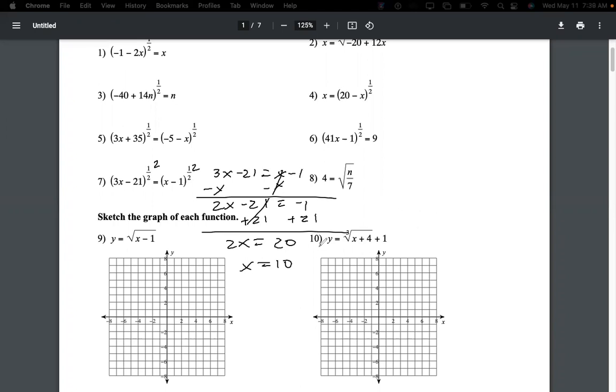Remember, we always have to plug it back in. So when we check, we're going to substitute the number that we get down here back into this original equation. So when we check it, that's going to give me 30 minus 21, which is just going to give me 9 raised to the 1/2 power. And over here, that's going to give me 9 raised to the 1/2 power. So it works. So x equals 10 is our answer.